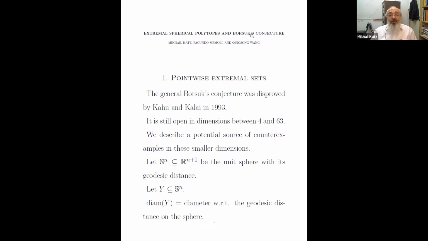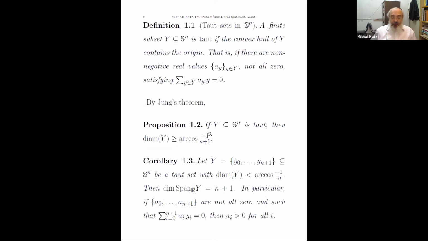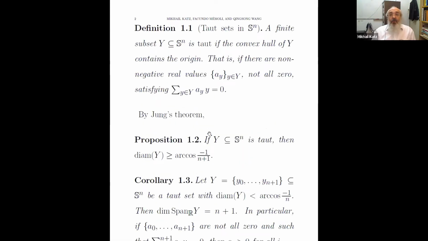So let's start with the unit n-dimensional sphere, which we will denote Sn. And Y is going to be a subset of Sn. We're interested in finite subsets, finite point set configurations on the sphere. And when we talk about the diameter of Y, we're always speaking about the diameter with respect to the geodesic distance on the sphere. So let's start with a few definitions, and then eventually we'll get to what kind of computer work is involved.